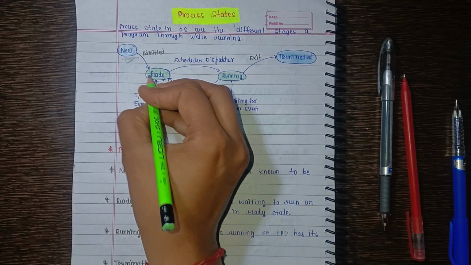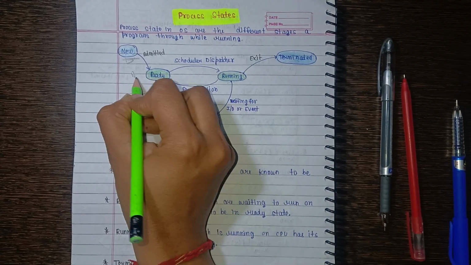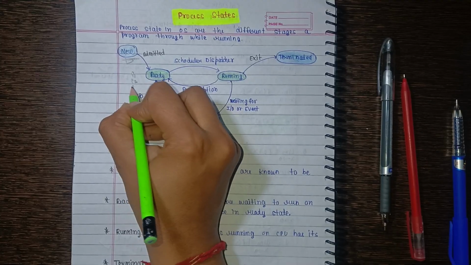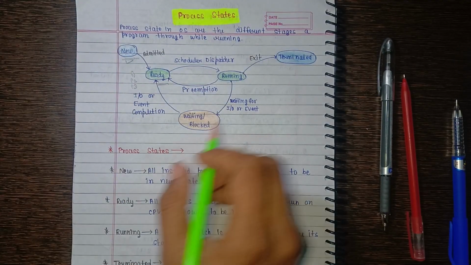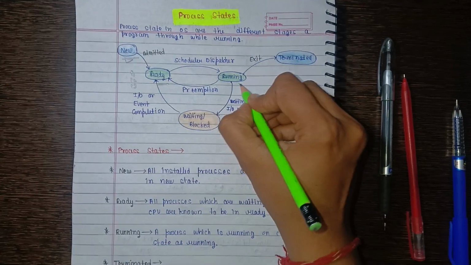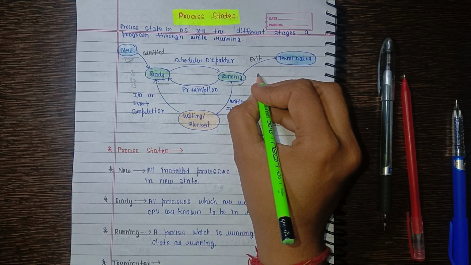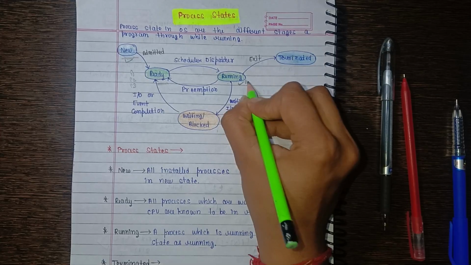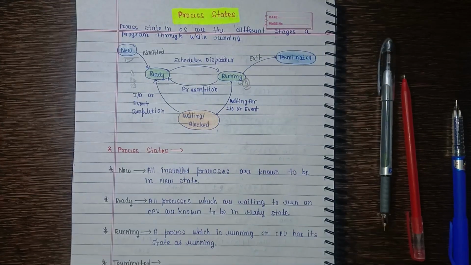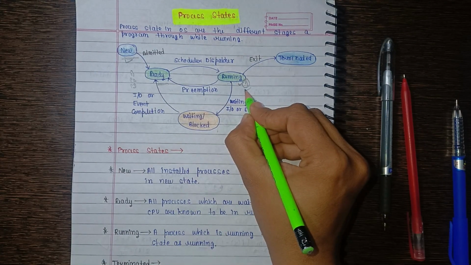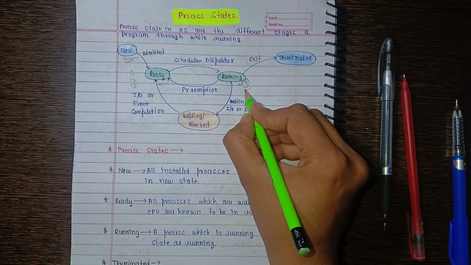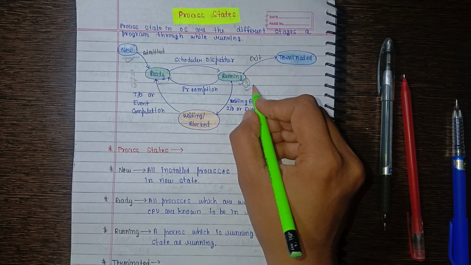So here there can be multiple processes. Okay, now in running state there must be a single process. Okay, because in our systems we have a single processor or CPU, so we can have only one process at a time in CPU.